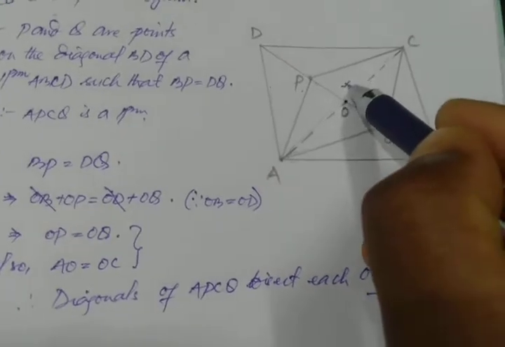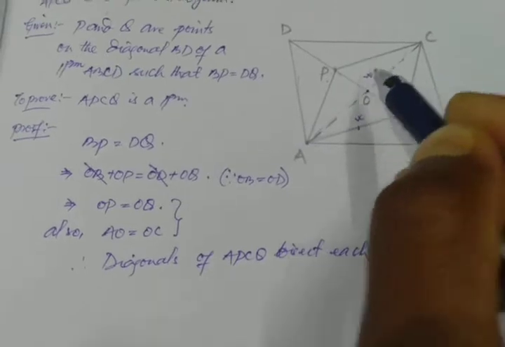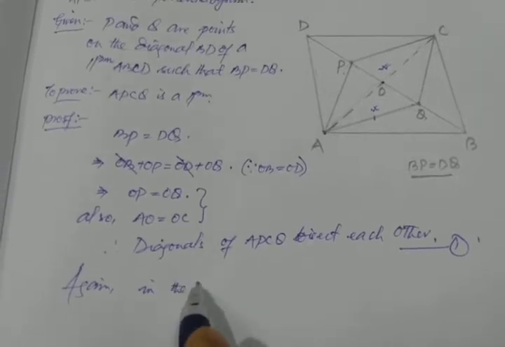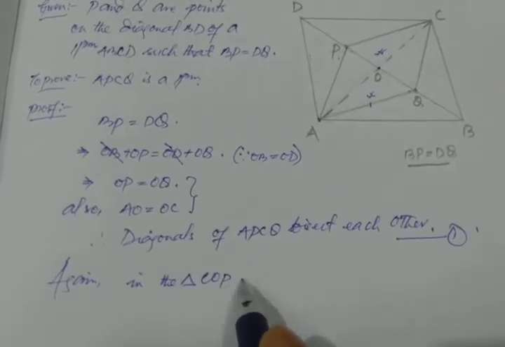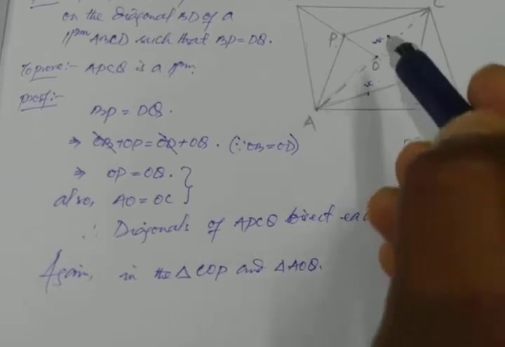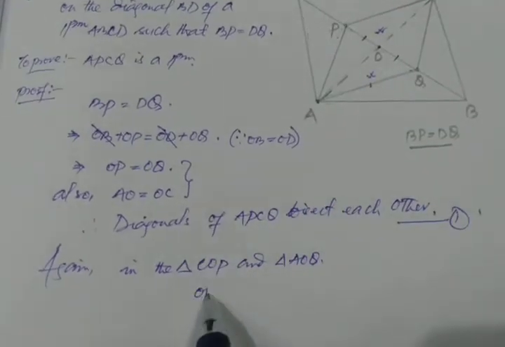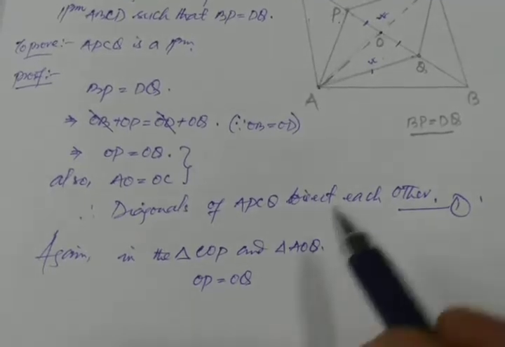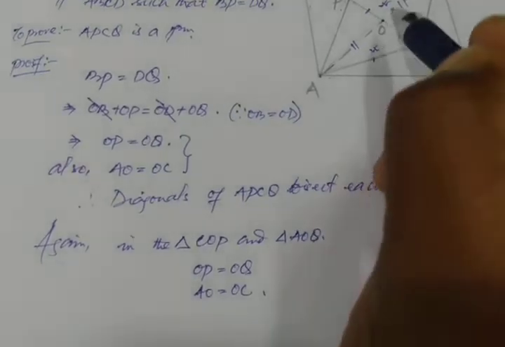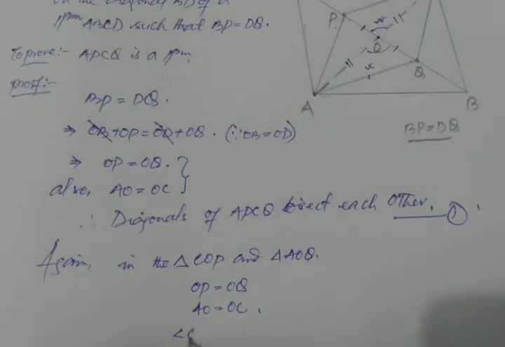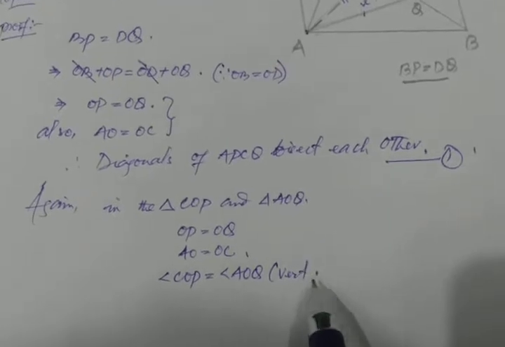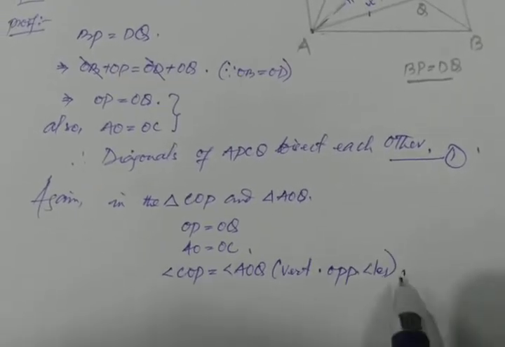Now let me take these two triangles again. I would like to prove that opposite sides are equal and parallel. Again, in the triangles COP and AOQ, let us prove that these two triangles are congruent. As we said, OP equal to OQ, which we have proved above. Secondly, AO equal to OC. Thirdly, vertically opposite angles will be equal. Angle COP equal to angle AOQ, vertically opposite angles once again.